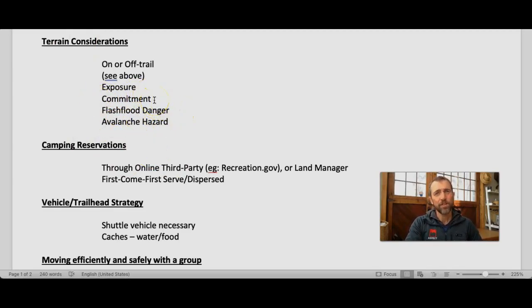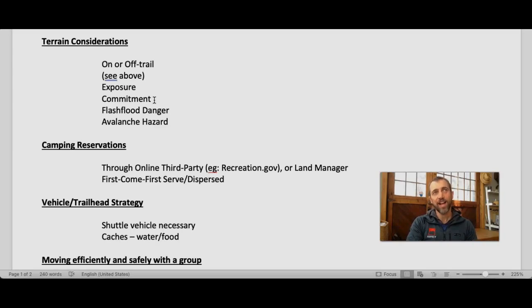With commitment too, if you look at descending, let's say, a semi or a technical canyon, can you backtrack? You're pretty committed after that first rappel if you can't re-climb what you just rappelled. So that's full commitment. Not to mention when we get into flash flood danger, once you're in that canyon, how expeditiously can you get out of that canyon if something happens? So backtracking might not at all be an option.